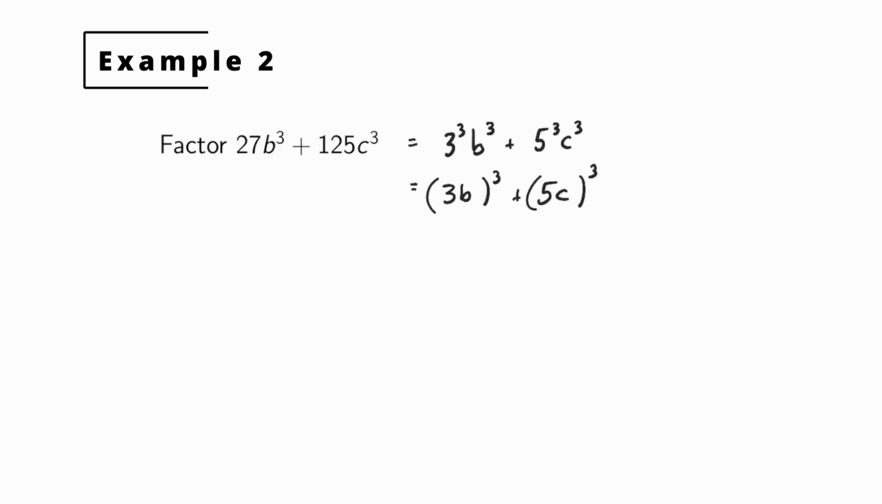And now you've written each term as a perfect cube. The only thing that remains is to use the formula. So it's going to be the sum of each number being cubed. So it'll be 3b plus 5c, and then it's going to be the first term squared, 3b quantity squared. Then the sign here will be the opposite of this sign. So we get minus the product of each of the two terms being cubed, so 3b times 5c, and then finally plus this term squared.